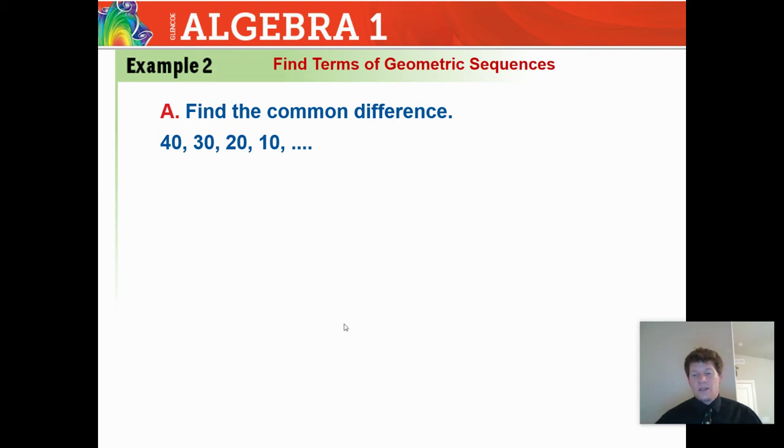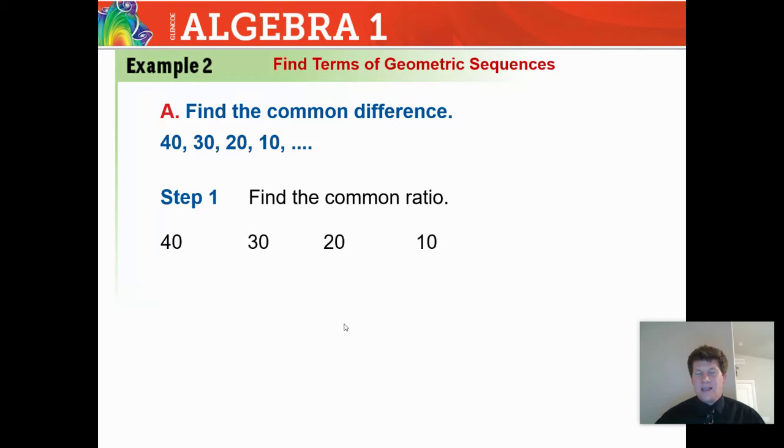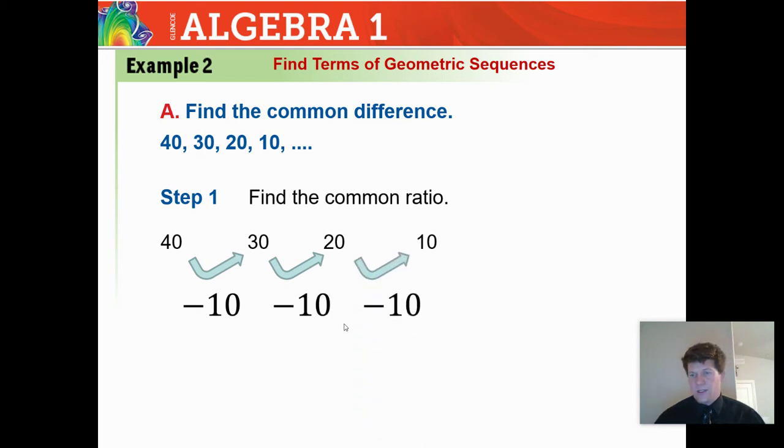We know that we're either adding or subtracting every single time. If I go through this list here, I have 40, 30, 20, and 10. Now this one's probably a little easier to see since we're just counting by tens, but what am I changing by every single time? How much lower am I going every single time? And since I'm dropping 10 every single time, that's my common difference of negative 10.